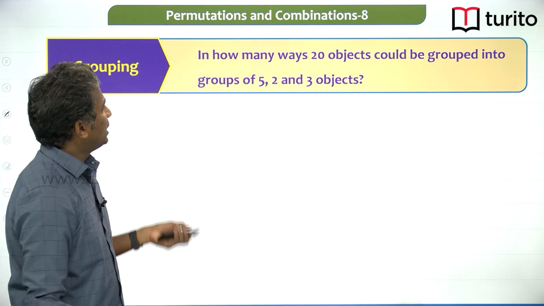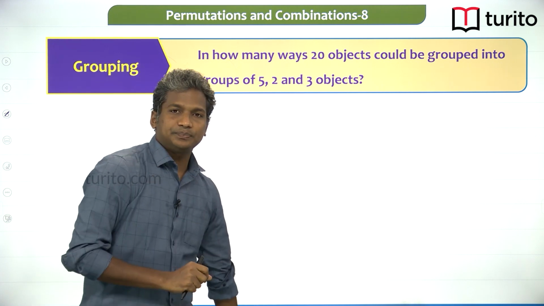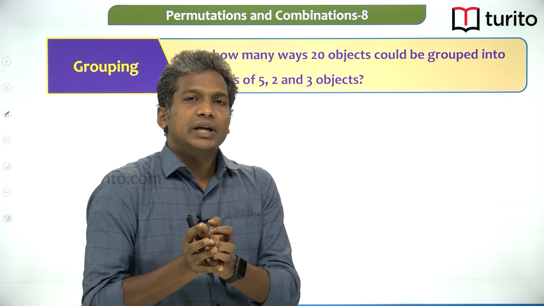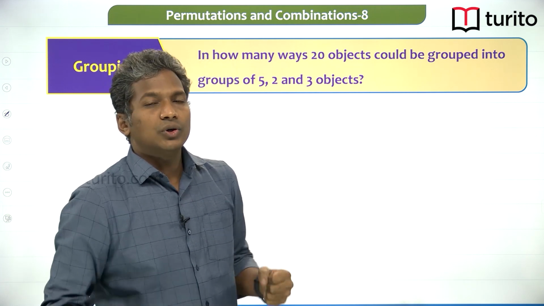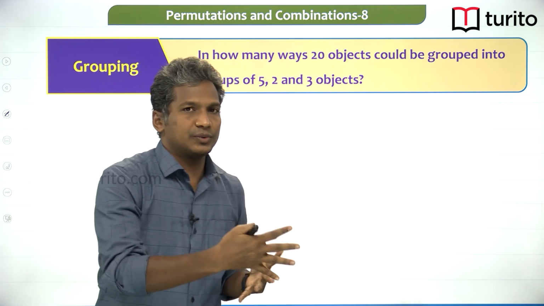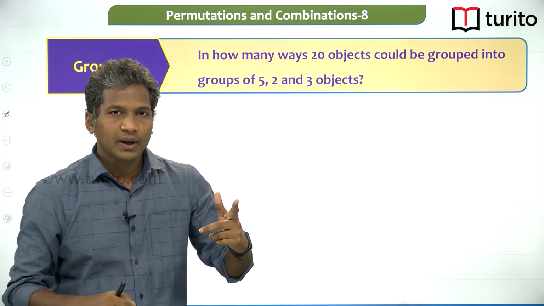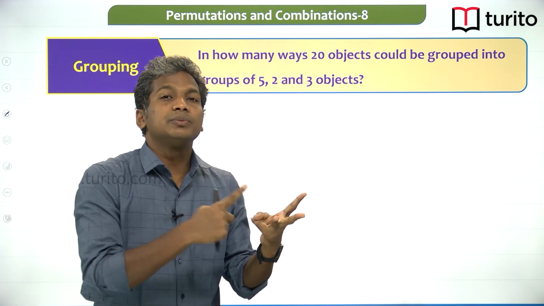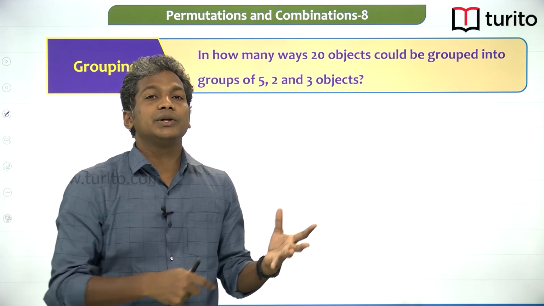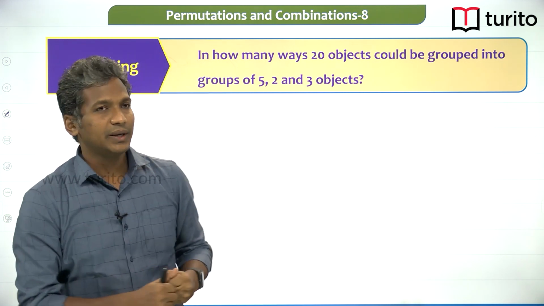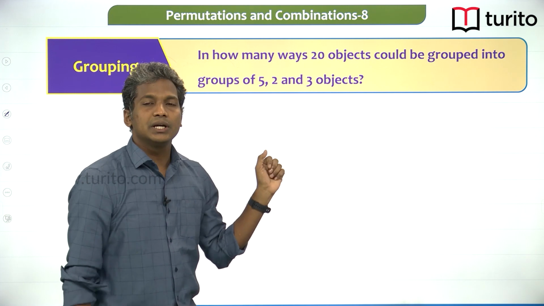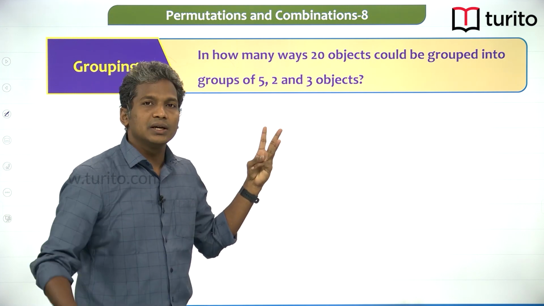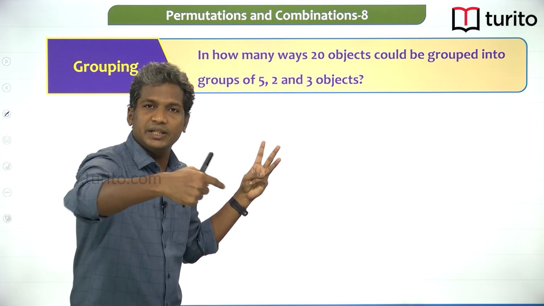Now let's say we take a different question. Here we want to form 20 objects into 3 groups. We want to divide 20 objects into 3 groups. Okay, so look at the language. Forming groups, dividing them into groups, distributing them into groups, all these are going to mean the same. Okay. Now coming to this, 20 objects are there, and how many groups are there? 3 groups are there, and each group has 5, 2 and 3 members.